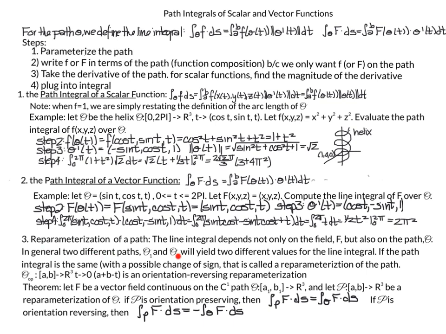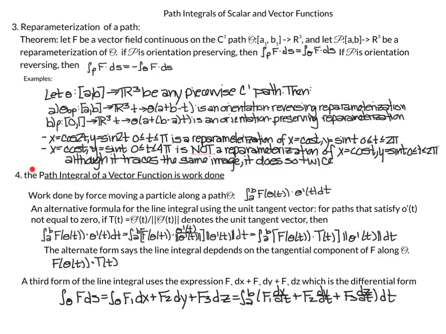In general, two different paths will yield two different values, but if the path integral is the same, with the possible exception of a change of sign, then we call that a reparameterization of the path. One reparameterization we looked at was the orientation reversing parameterization, and we have this theorem that said if it was orientation reversing, the line integrals would be the same, except we would have a negative sign. I'm going to skip a little bit ahead.